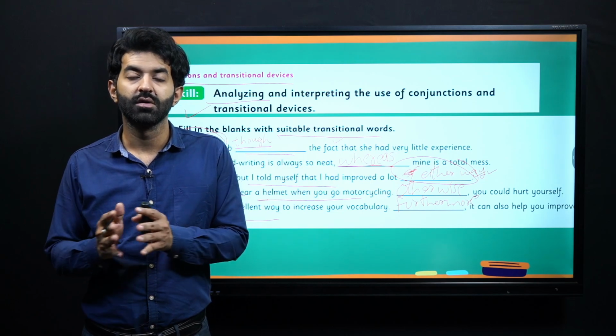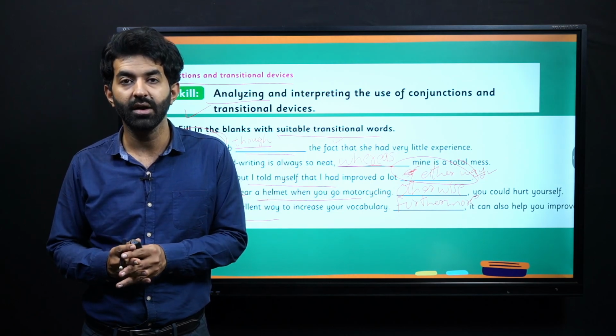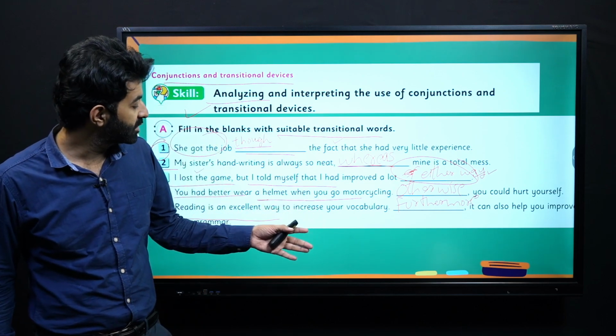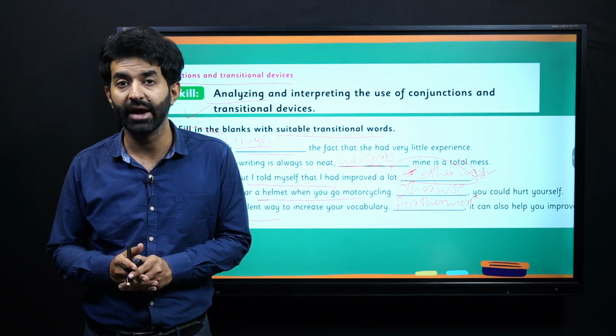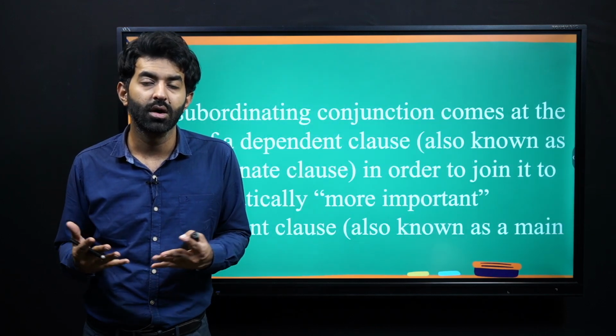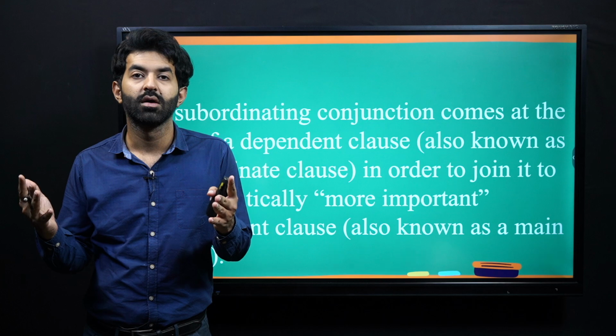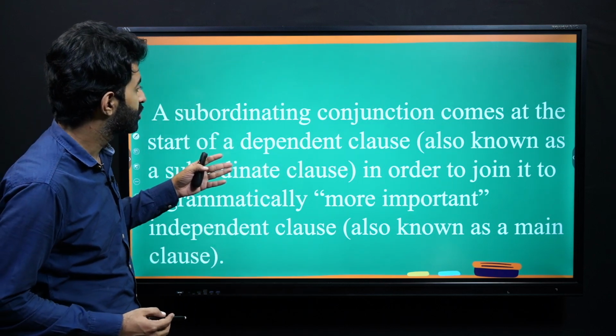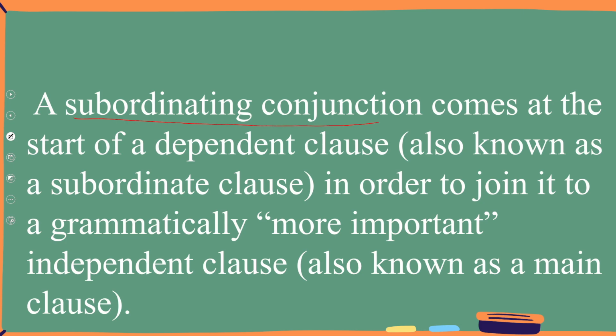Now students, I hope that you have got the answers right. We have solved this activity over here. Now let's think about conjunctions. So now a subordinating conjunction comes at the start of a dependent clause, and a dependent clause is also known as subordinating clause, in order to join it to a grammatically more important independent clause.